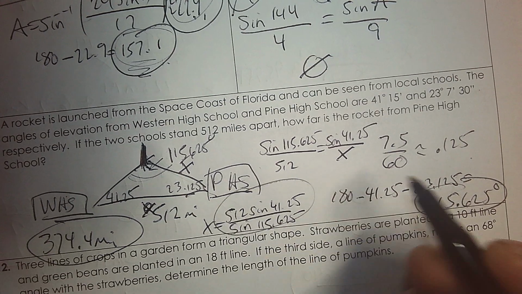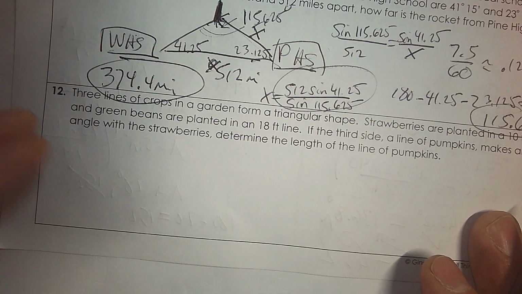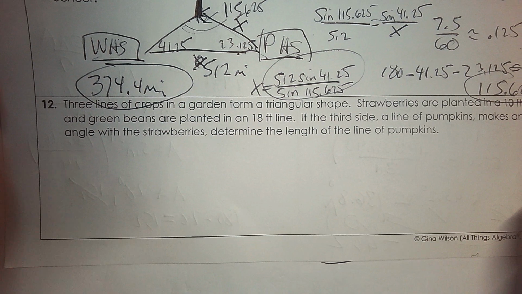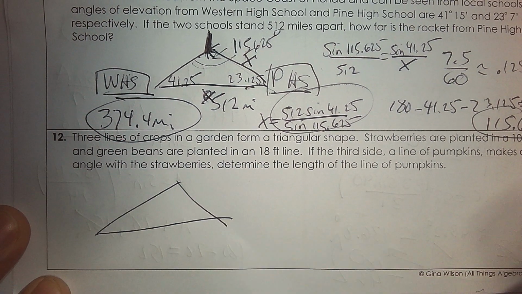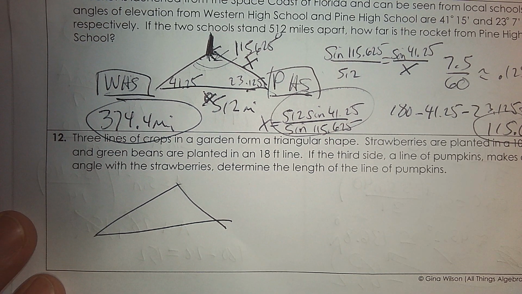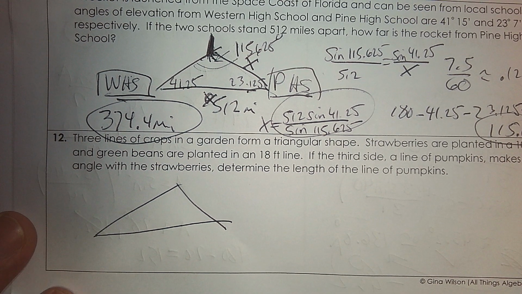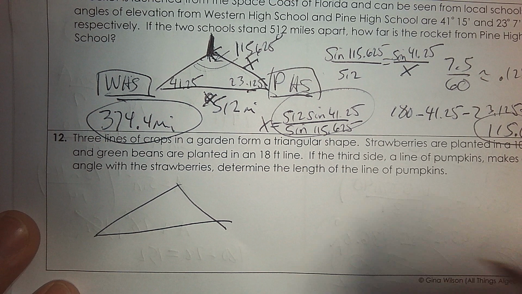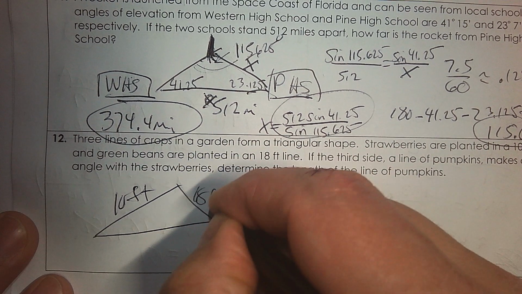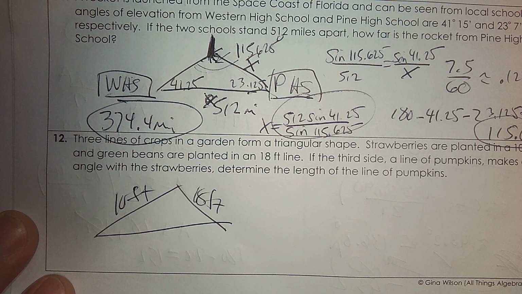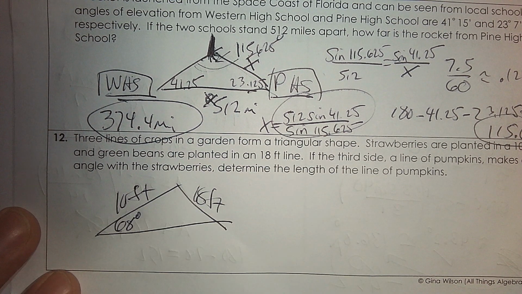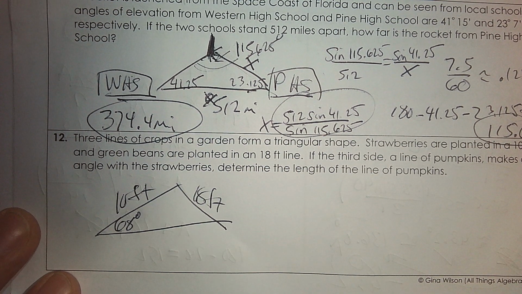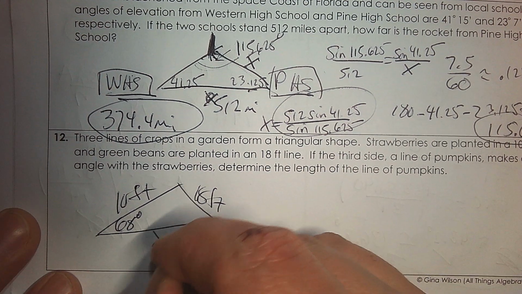This is what you put in your calculator. All right, here we go. So 3 lines of crops in a garden form a triangular shape. The strawberries are planted in a 10-foot line, and green beans are planted in an 18-foot line. So one's 10 feet, one's 18 feet. The third side is pumpkins, and they make an angle of 68 degrees with the strawberries. So that's the strawberries. So that angle there is 68 degrees. And then the question is, what's the length of the pumpkins? That's that one right there.